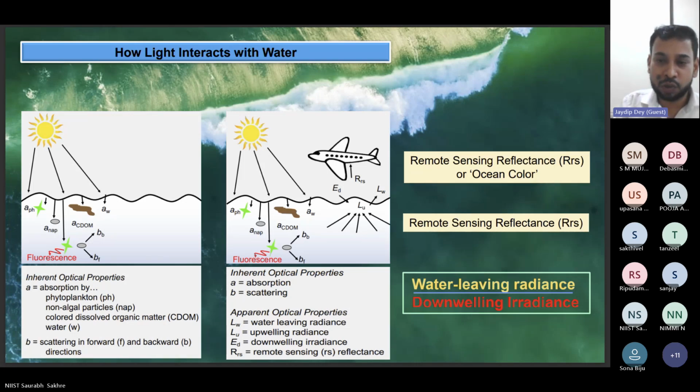And in this remote sensing of the water environment, we are mostly looking for remote sensing reflectance. Remote sensing reflectance provides the ocean color. So how can we calculate this remote sensing reflectance? For this, we need two things: water leaving radiance and downwelling irradiance. It is the ratio between these two signals.